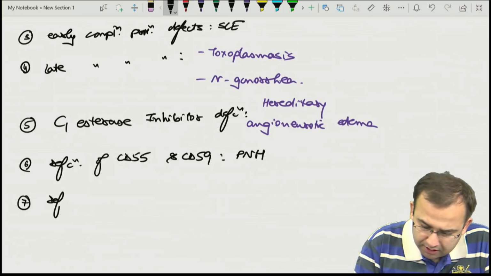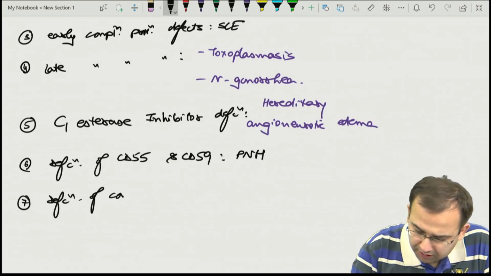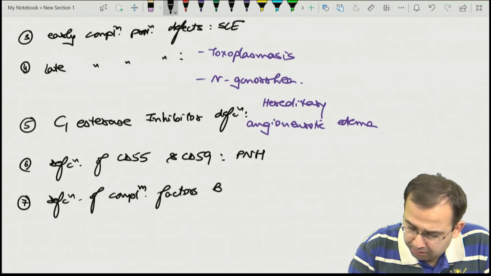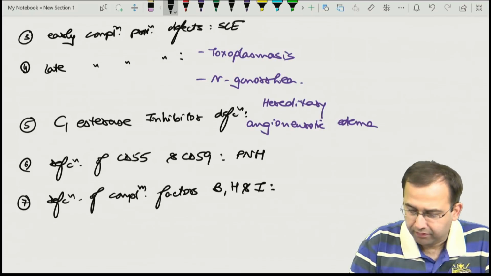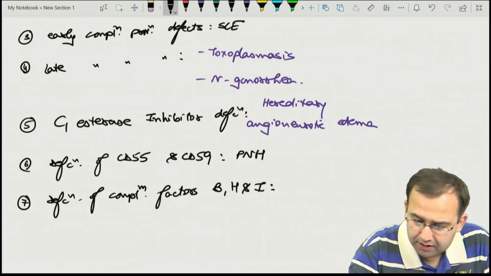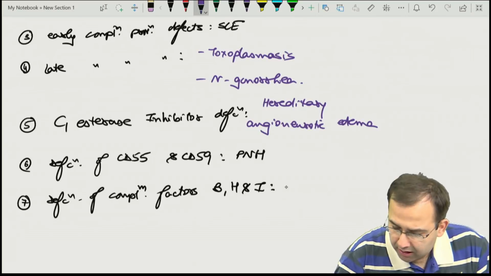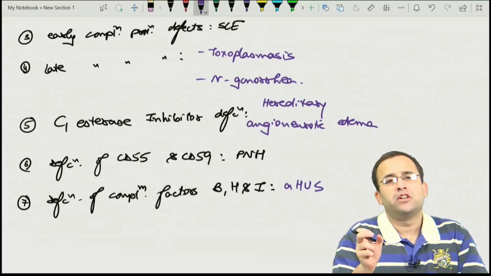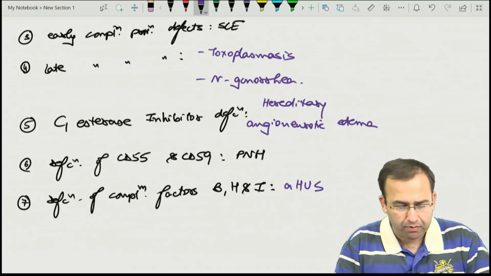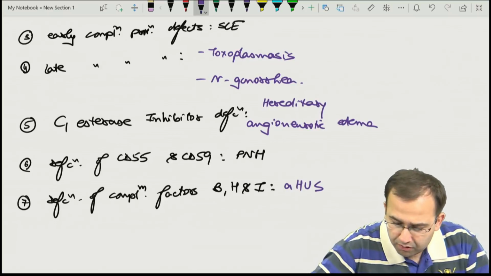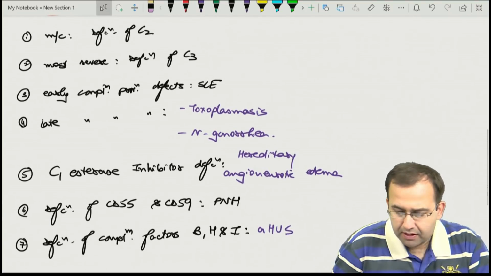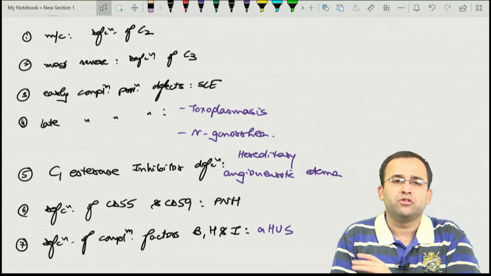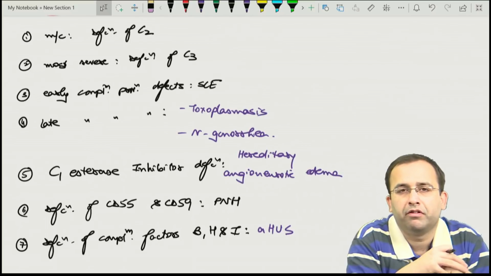And last is deficiency of complement factors B, H and I, which is associated with atypical HUS. HUS stands for hemolytic uremic syndrome. So much more important than the complement pathways are the diseases associated with deficiency of complement factors.